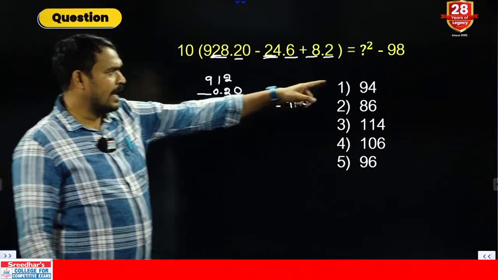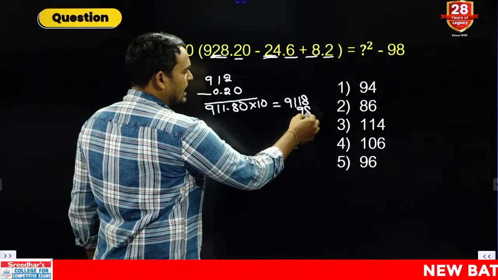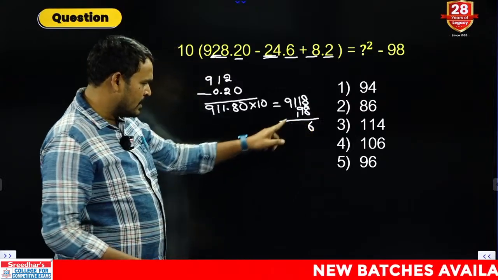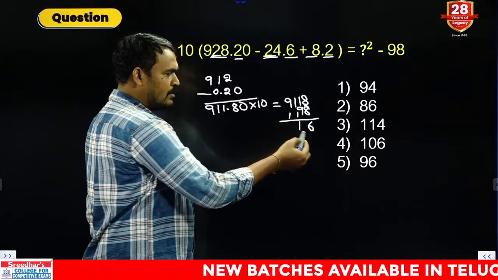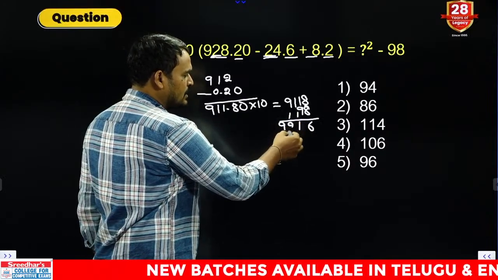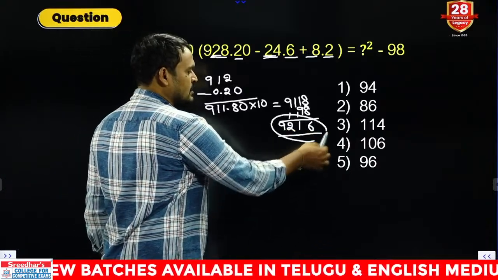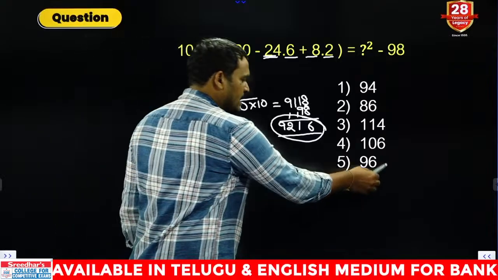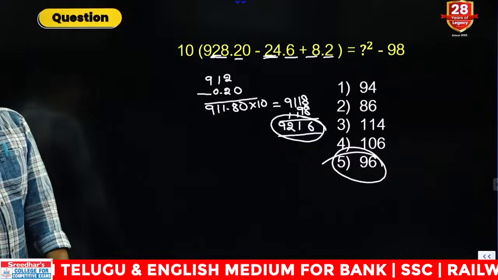9118. And we are adding minus 8. Minus 8 becomes plus 8. Plus 98. And here 8 plus 8, 16. Carry value 1. 9 plus 1, 10. 10 plus 1, 11. And carry value 1. 91 plus 1 means 92. That is 9216. 9216 means that is square of 96. Then answer fifth option.